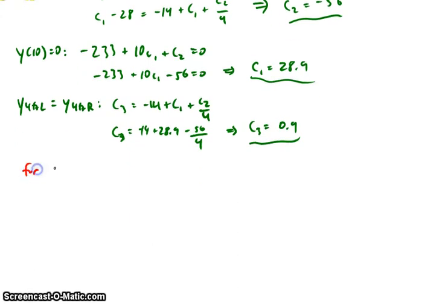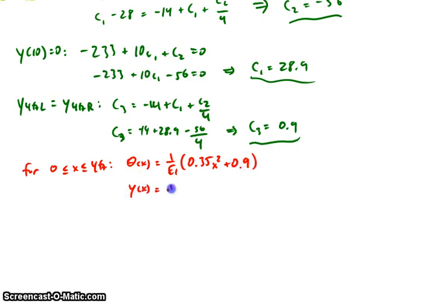So for x from 0 to 4 feet, we have the following two equations. Rotation is equal to 1 over EI times 0.35 x squared plus 0.9. Deflection is equal to 1 over EI times the quantity 0.117 x cubed plus 0.9 x.